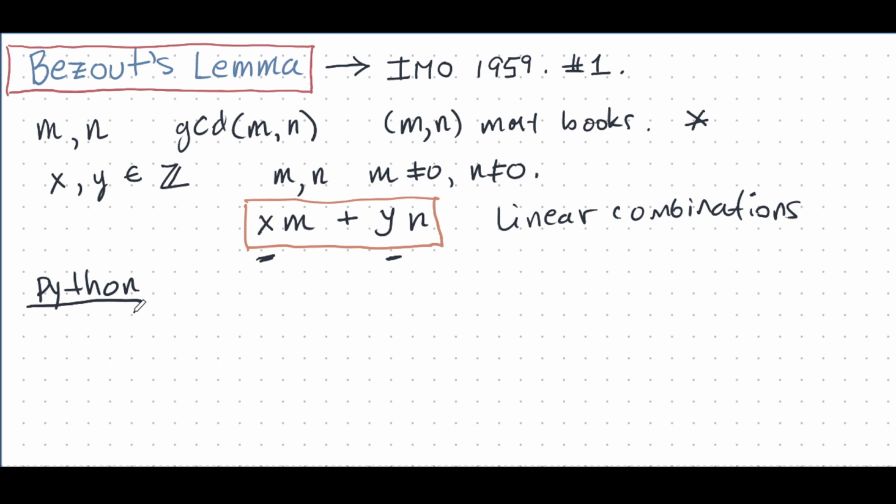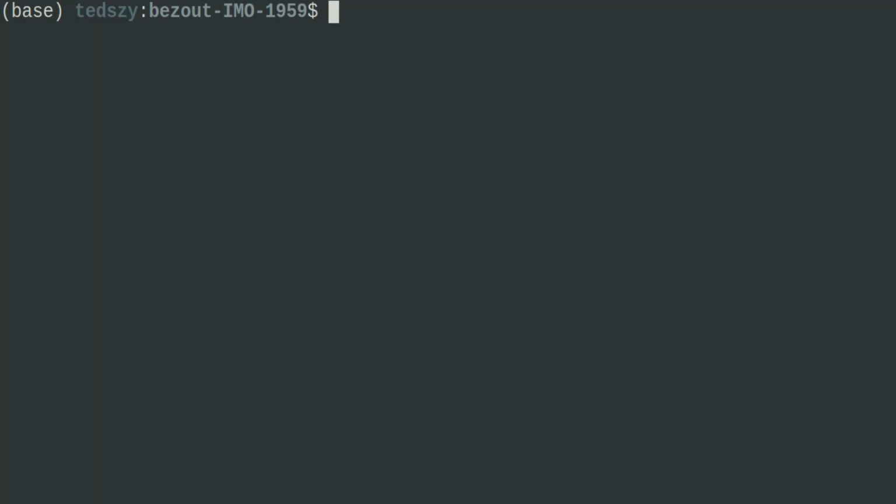So now let's switch over to IPython and examine these linear combinations. Let me remind you, m and n are given numbers. x and y are coefficients, and they can be any numbers in Z: positive, negative, 0, or anything. We want to examine all of these combinations. So here I am in IPython. Well, okay, let me start up IPython. All right, there we go.